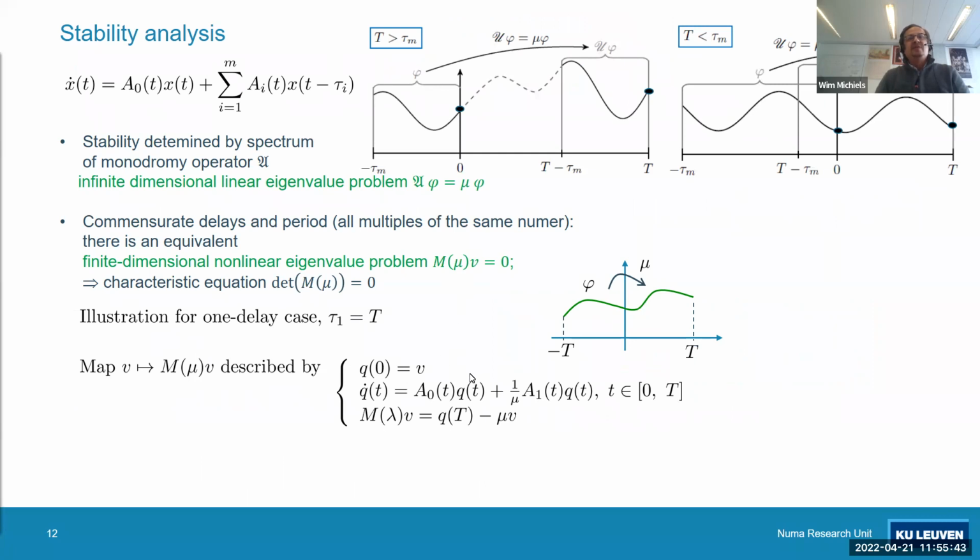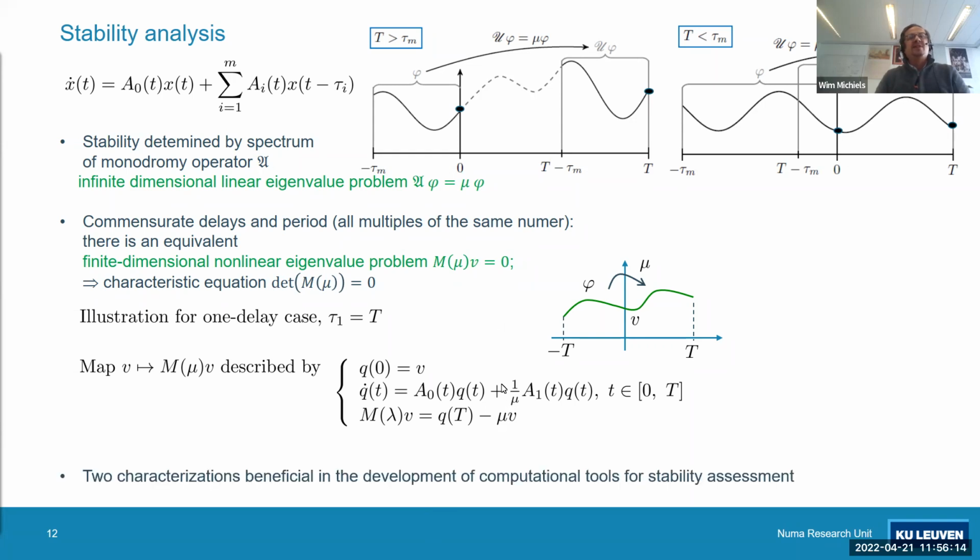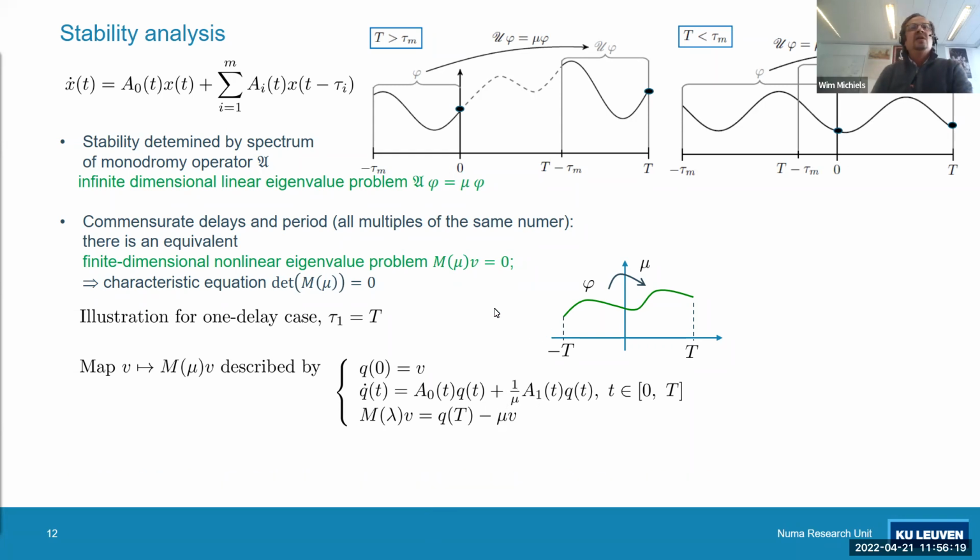You can, in fact, use algorithms which either make use of the second representation or the first one, or combine the best of both worlds. So in the case of commensurate relation with the period, you can still rewrite the eigenvalue problem for the monodromy operator in terms of a finite dimensional but non-linear problem. You see that mu appears here also in a non-linear way, and solving the equation also creates non-linearity with respect to mu.